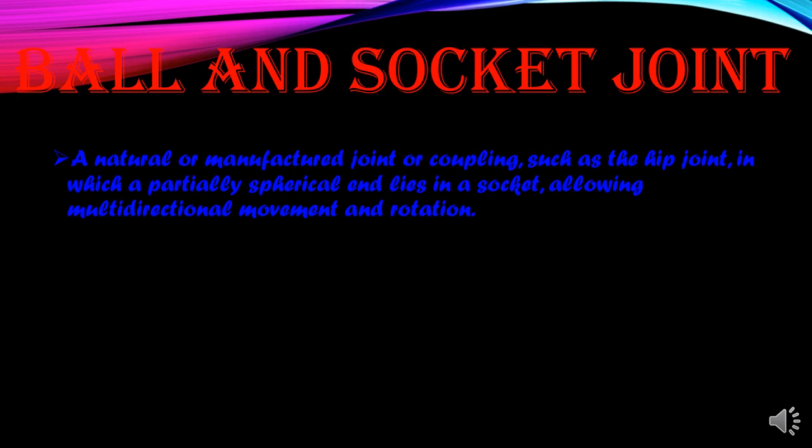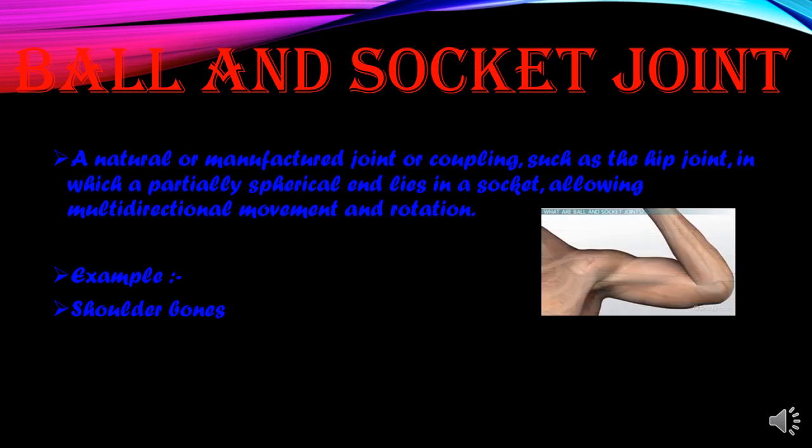Now let's see what is a ball and socket joint. A natural or manufactured joint or coupling, such as the hip joint, in which a partial spherical end lies in a socket, allowing multi-directional movement and rotation. Here I have examples for ball and socket joint. The first example is shoulder bones. The second example is knee bone.